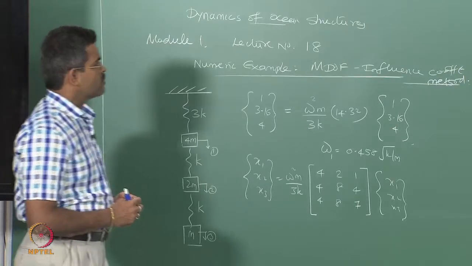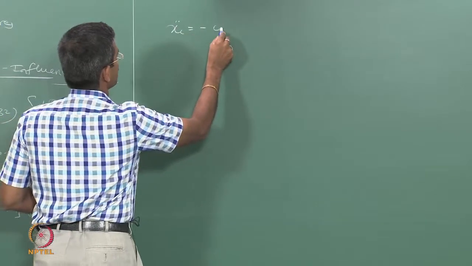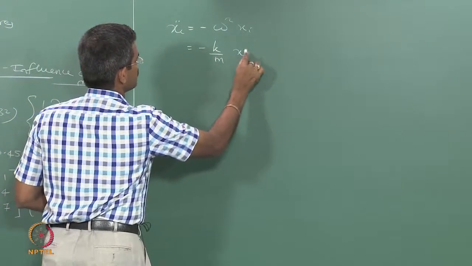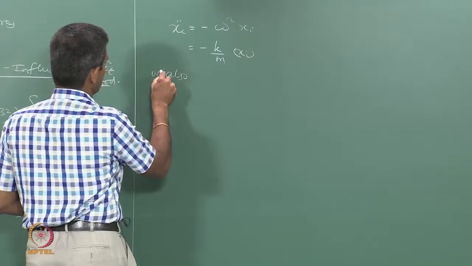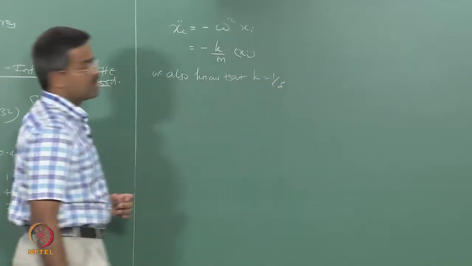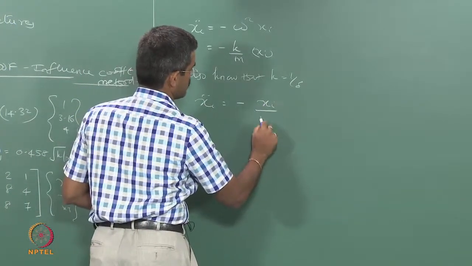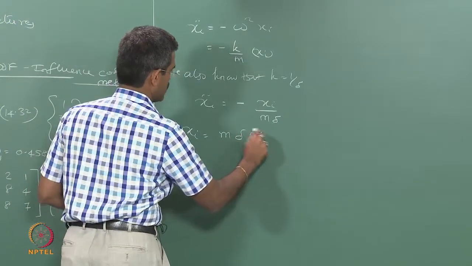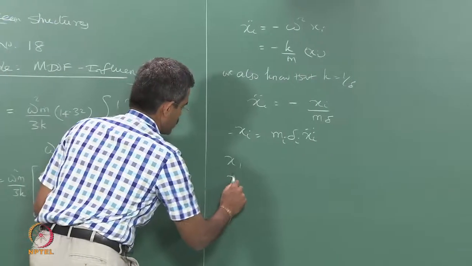So, we had used this algorithm: xi double dot is minus omega square xi, which is minus k by m xi, because we know omega square is k by m, and we also know that k is 1 by, let us say, delta. So, xi double dot becomes minus xi by m delta. So, minus xi is m delta xi double dot, and we wrote this algorithm with x1, x2, x3.